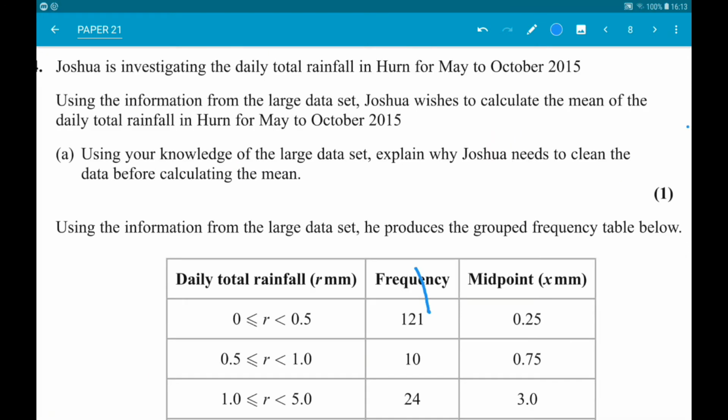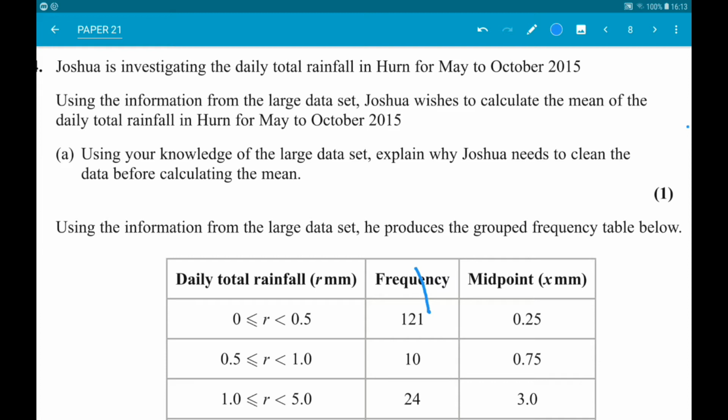Number 4. Joshua is investigating the daily total rainfall for Herne from May to October 2015. Using information from the large dataset, he wants to calculate the mean total daily rainfall. Part A. Using your knowledge of the large dataset, explain why he needs to clean the data before calculating the mean. So, the large dataset is a very strange one. It's different every year. So, don't worry about this one too much.